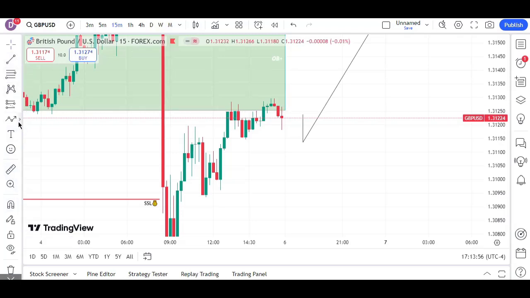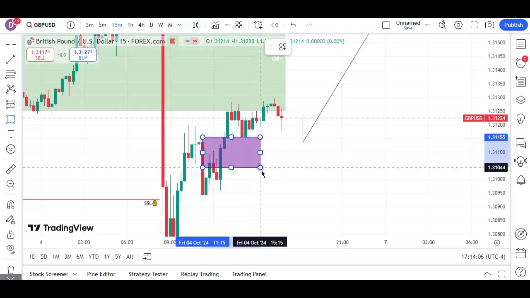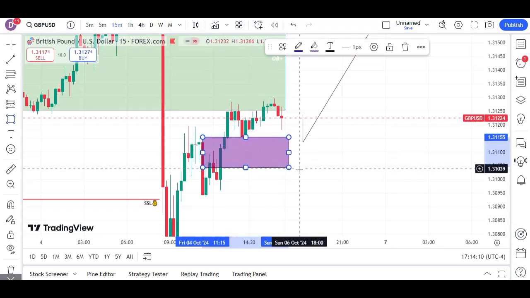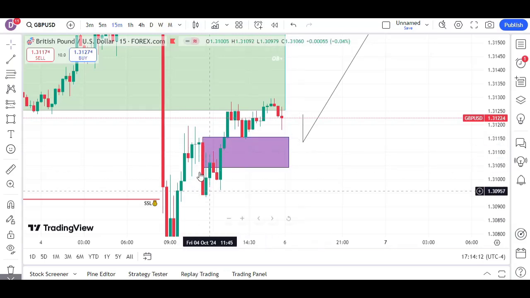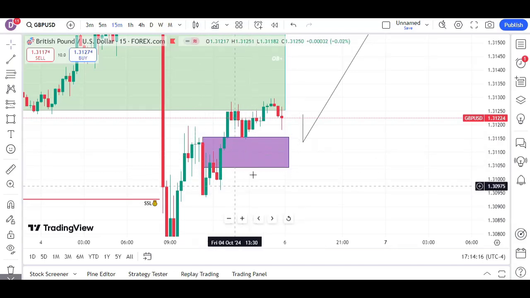In fact, this is amazing. So this is another block. These kinds of blocks are other blocks that take out liquidity. So I want to see the 50% of this candle's body being respected. I don't want to see price trade down below this.